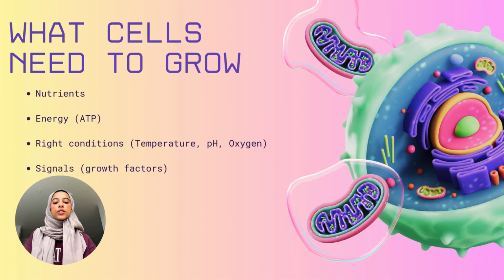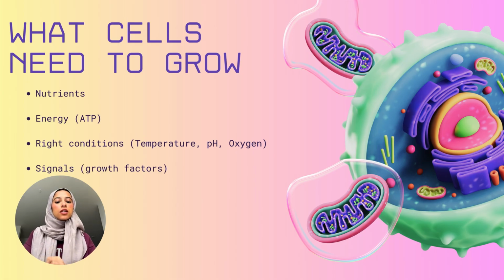For cells to grow and divide, they need a few important things. Firstly, they need nutrients such as sugars and amino acids that help them build their new cell parts. Secondly, they need energy, which is typically in the form of ATP, which works as a fuel for the cell. Cells also must be in the right conditions, such as a good temperature, good pH, and enough oxygen for them to actually grow and divide.